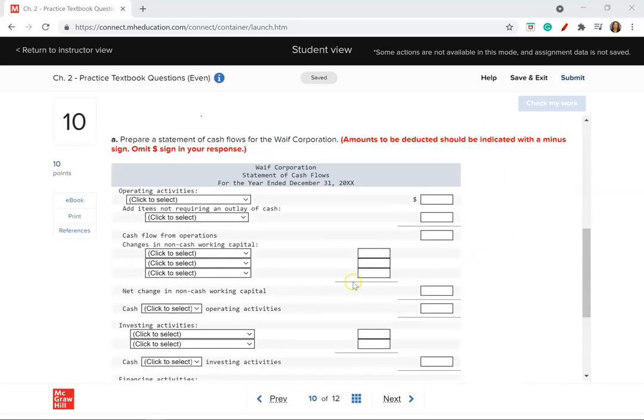So here's the template for the cash flow statement. So I just want to point out a few things. We always title it with the company name and the type of statement, so statement of cash flows, then for what period it is. So for this one, it's for the year ended December 31st. So this one's for a full year. You can also do them monthly and quarterly.